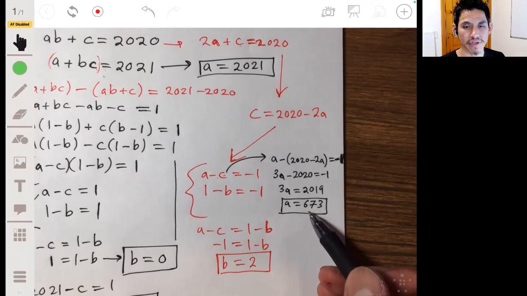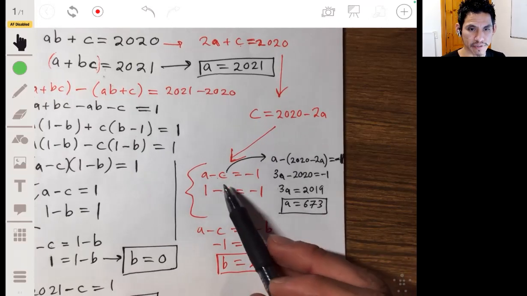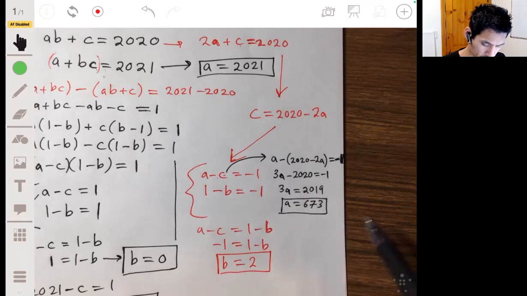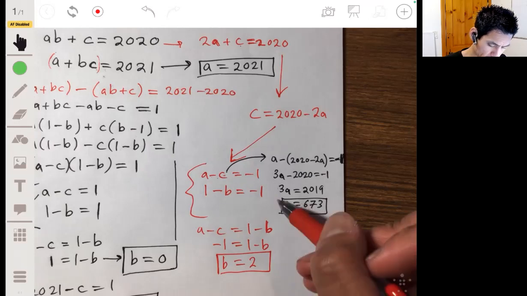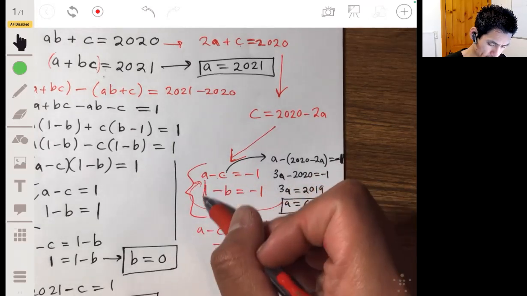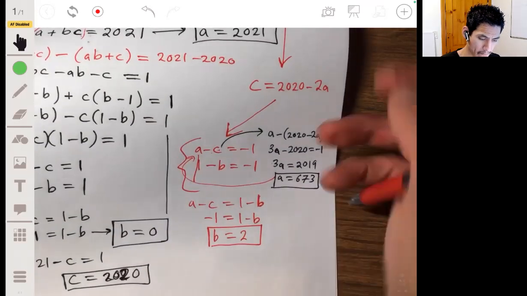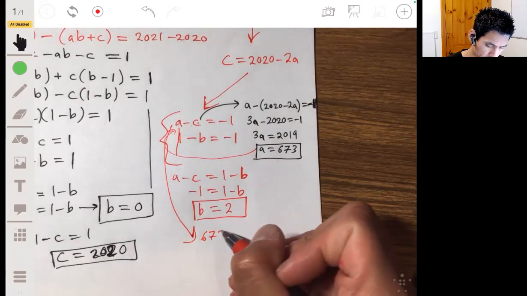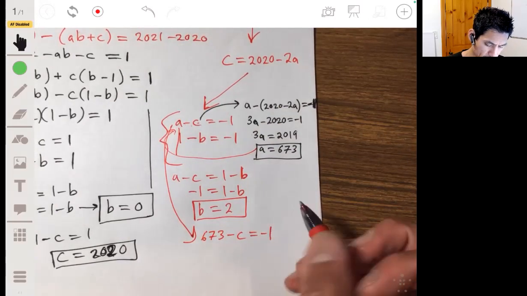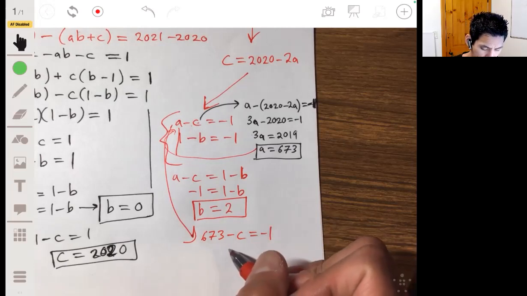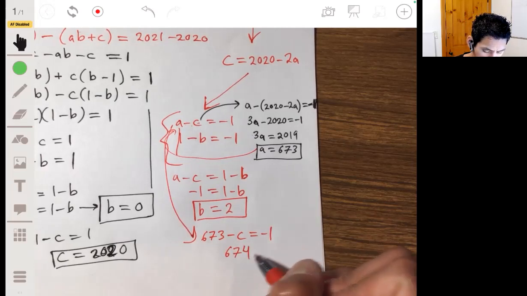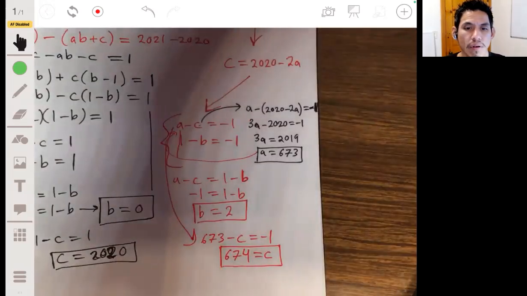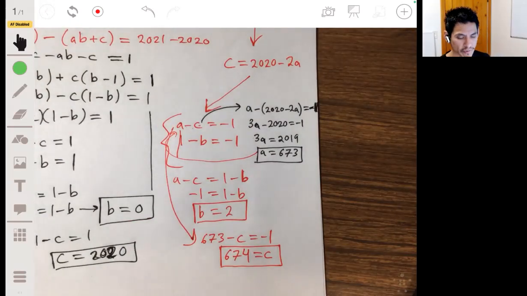And since a is 673, we can find c by simply putting 673 minus c into here. 673 minus c equals -1. Add c plus the 1, and we'll get that 674 is equal to c. Okay, so there we go.